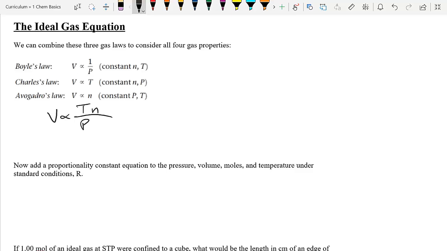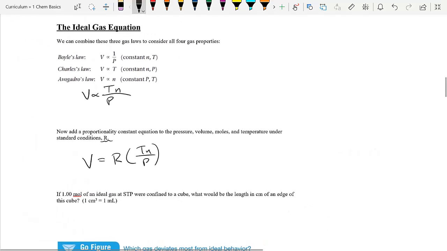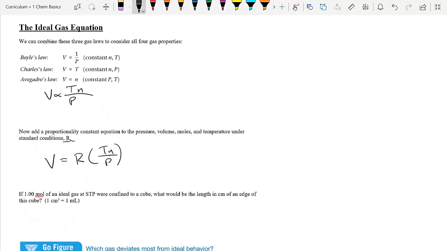In order for us to correct for the proportionality here, we add a constant R. If I multiply R by our current expression, we're going to see that the volume is going to be equal to, now not just proportional, but equal to that constant R times temperature times moles divided by the pressure. The idea here is now when we've added this, we have a new form, and it's a little bit jumbled the way that you see it now.